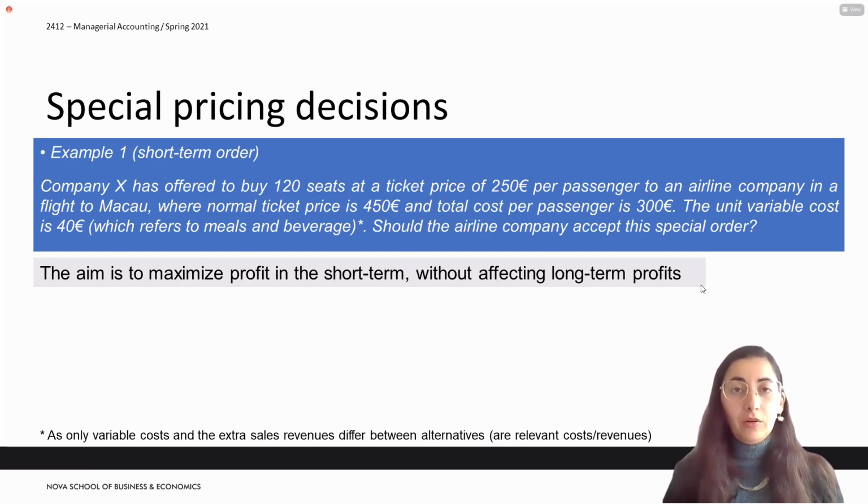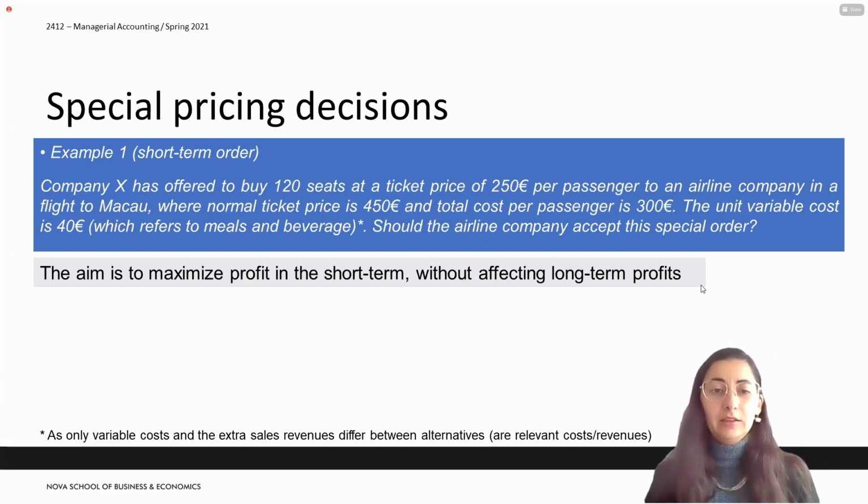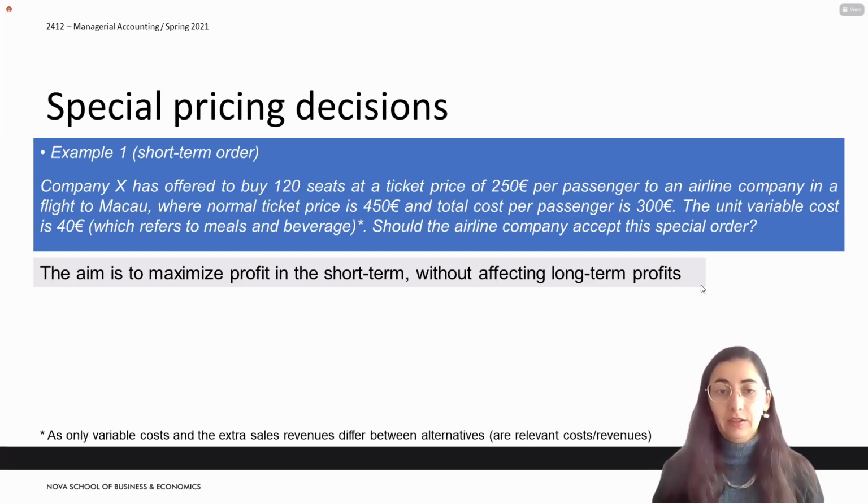The objective for the airline is to maximize profit in the short term without affecting the long-term profit. So, what do you guys think? Should they accept this order or not? Does anyone want to turn on the mic or write there on the chat?